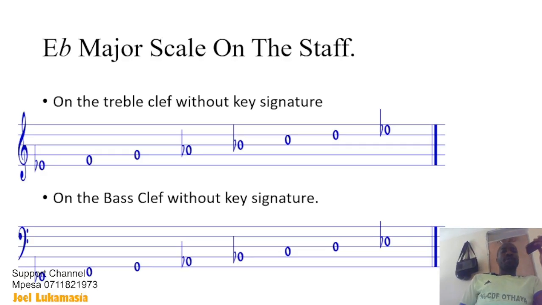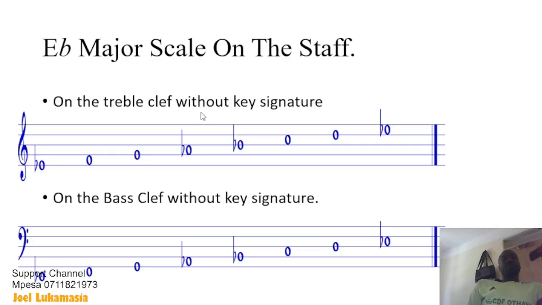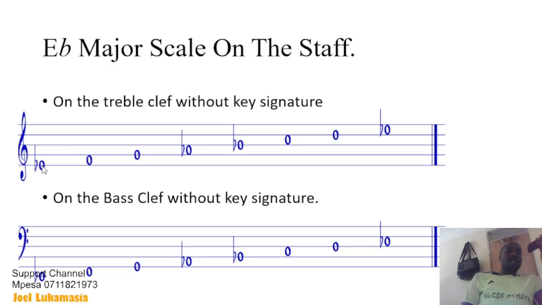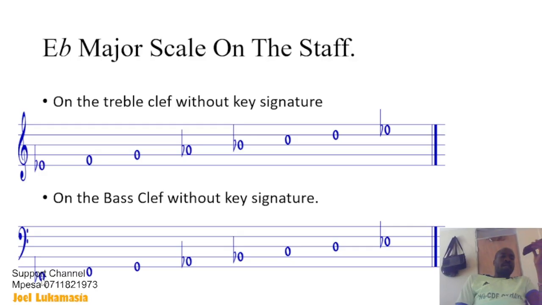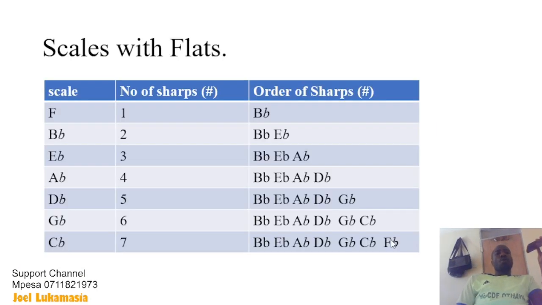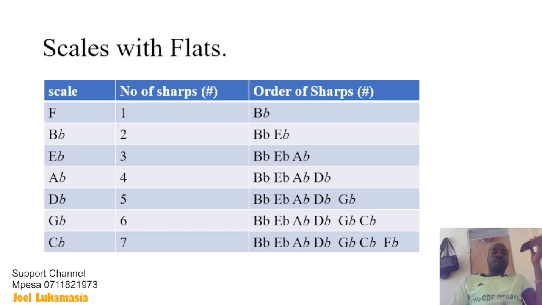Now, looking at the E flat scale on the treble clef, so writing on the staff. On the treble clef, we begin with this E flat on the line: E flat, F, G, F flat, B flat, C, D, then E flat. Then we come to the bass, we begin on the ledger line down here, that is the E flat, F, G, F flat, B flat, C, D, then E flat. So you use the same formula when writing the scales, constructing the scale of the keys with flats.